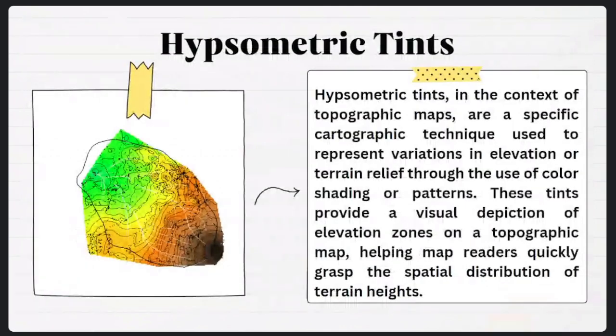Next topographic map is the hypsometric tints. Hypsometric tints in the context of topographic maps are a specific cartographic technique used to represent variations in elevation or terrain relief through the use of color shading or patterns. These tints provide a visual depiction of the elevation zones of a topographic map, helping map readers quickly grasp the spatial distribution of terrain heights.